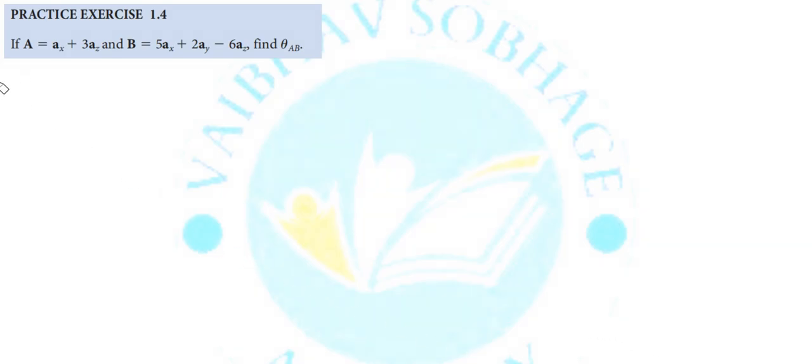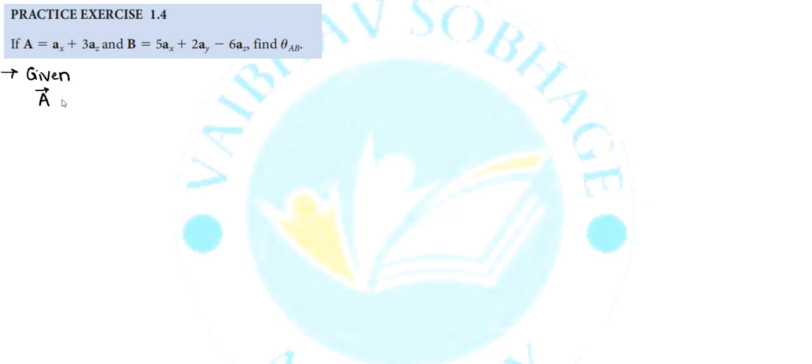Hello everyone. In this video we are going to discuss practice exercise 1.4 from your very first chapter, that is vector algebra. So very firstly we are going to start with what is given to us. We are given two vectors, that is vector A and vector B.